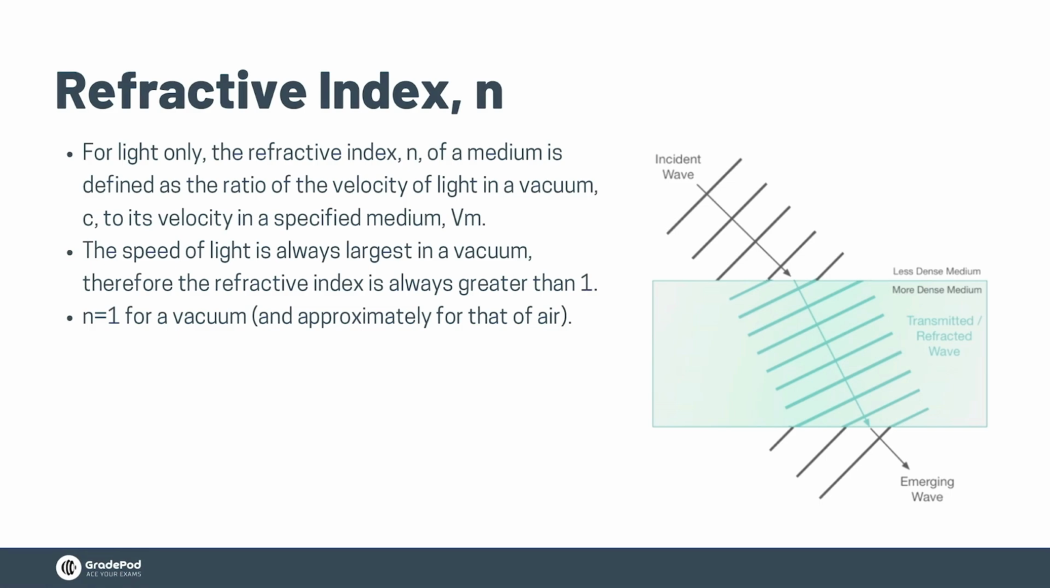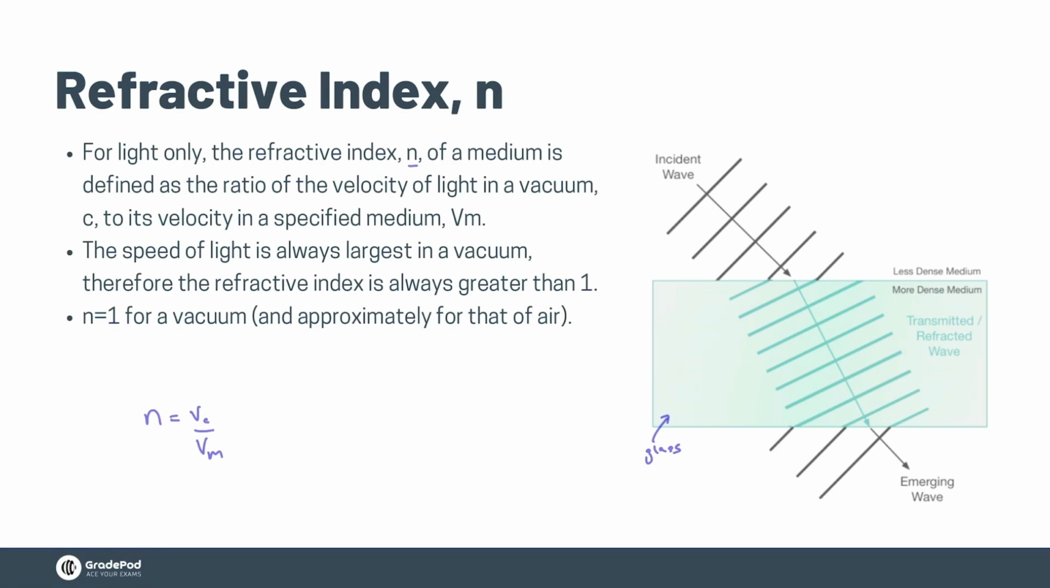The refractive index, n, of a medium, and a medium is something with an optical density, so in this case the medium would be glass, is defined as the ratio of the velocity of light in a vacuum, v_c, to its velocity in a specified medium, v_m. So that's how we define the refractive index.